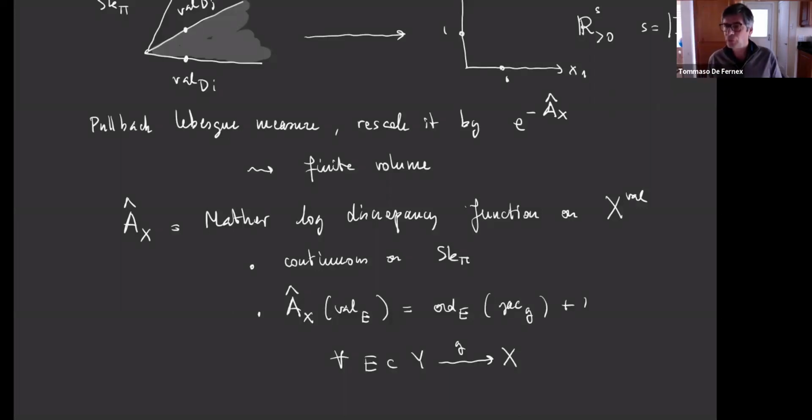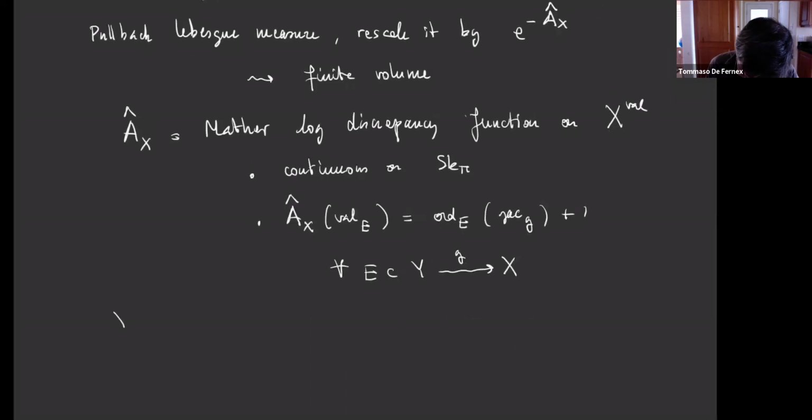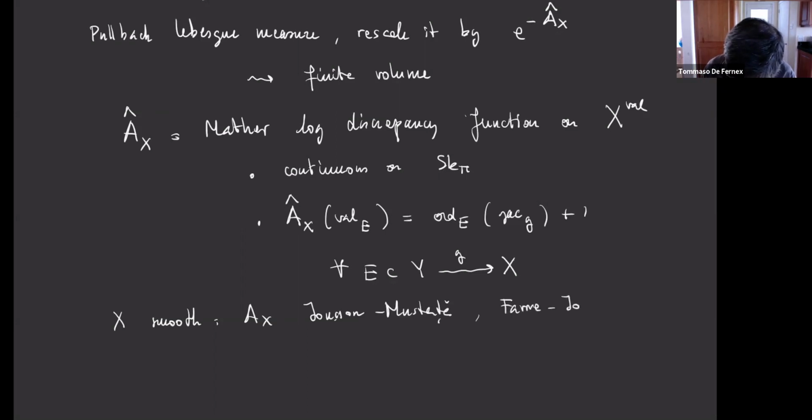If X is smooth, this will be just the usual log discrepancies. When X is smooth, this is just the usual log discrepancy function of Jonsson and Mustață, which in fact may trace back to Favre and Jonsson when they define a thinness function on the relative tree.